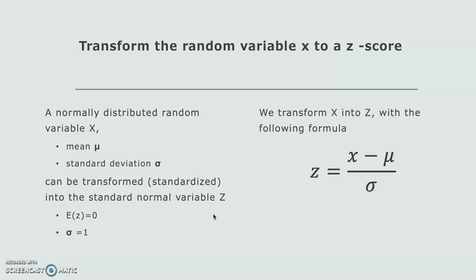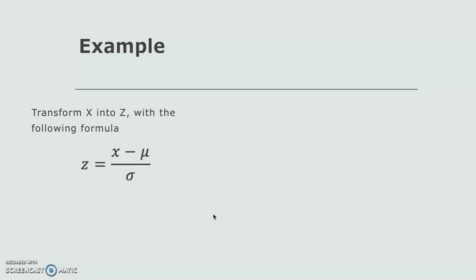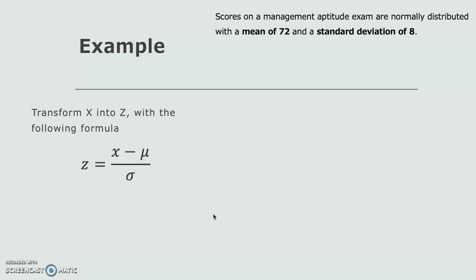Now let's try to solve a case finding the probability of a random variable that follows a normal probability distribution by transforming the random variable into the standard normal variable z. Here we have a case where scores on a management aptitude exam are normally distributed with a mean of 72 and a standard deviation of 8. What is the probability that a randomly selected manager will score above 60?